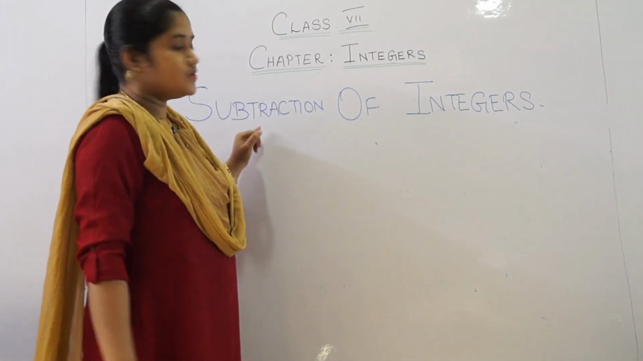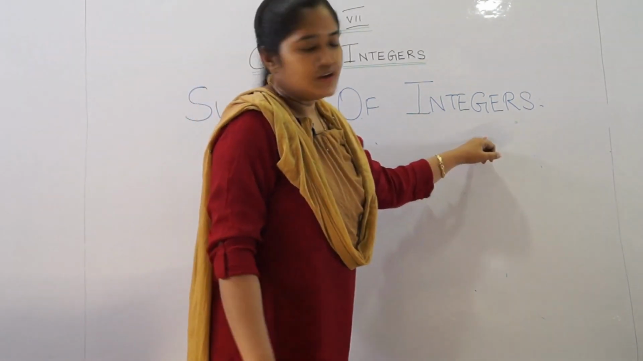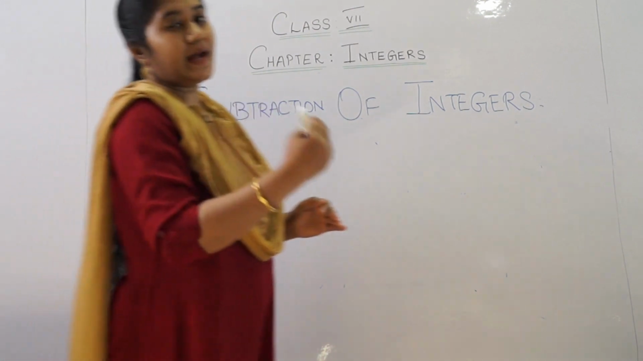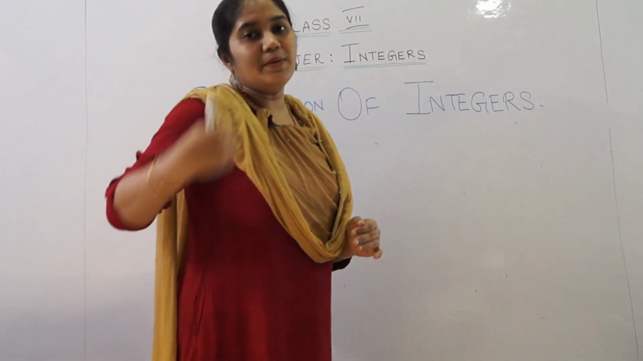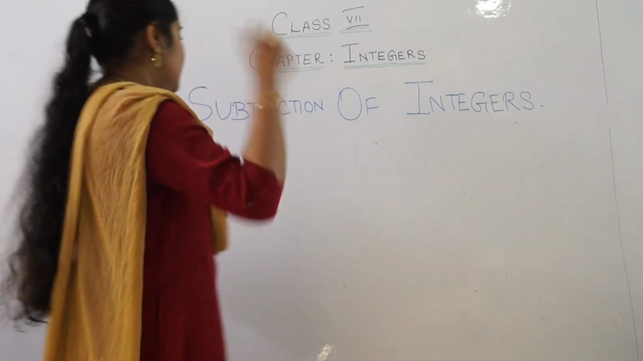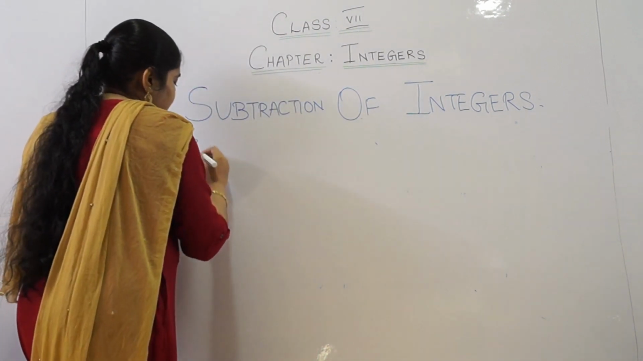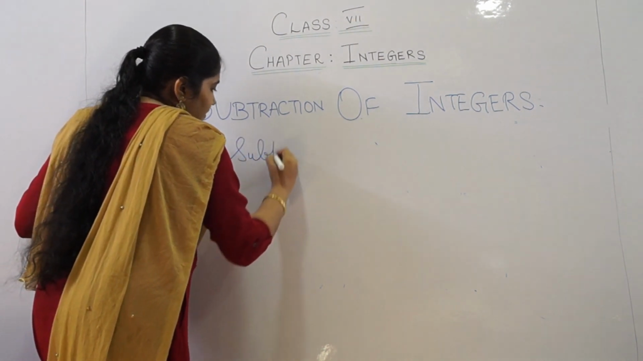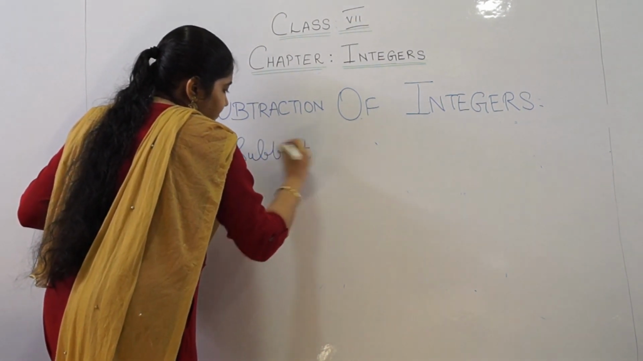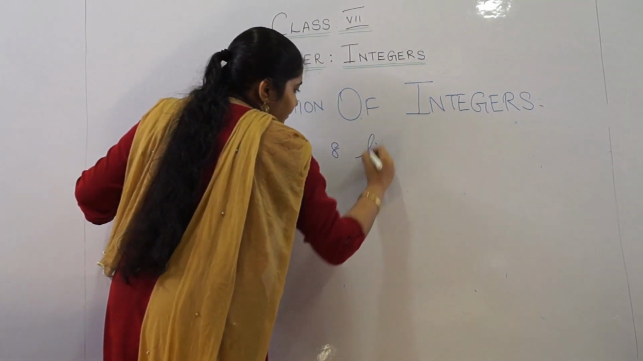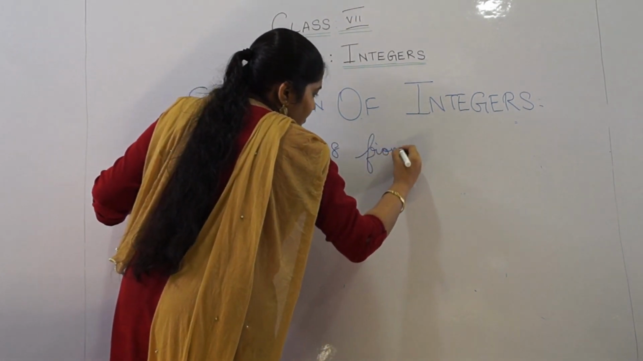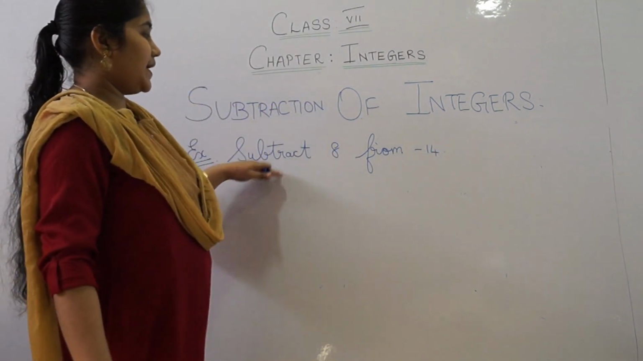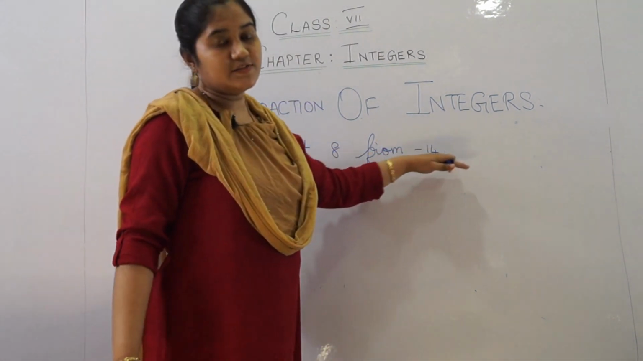Next, we move on to subtraction of integers. So what is subtraction of integers? It is nothing but subtracting one integer from another integer. Now suppose I have a question. Example: subtract 8 from minus 14. So the question says subtract 8 from minus 14.